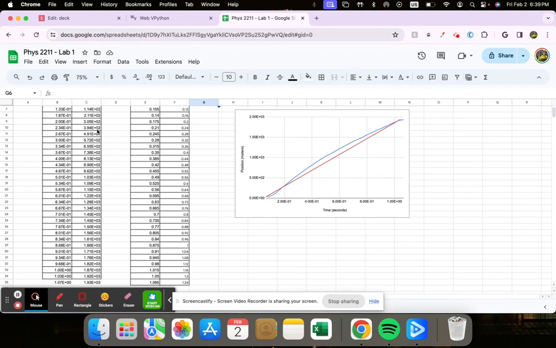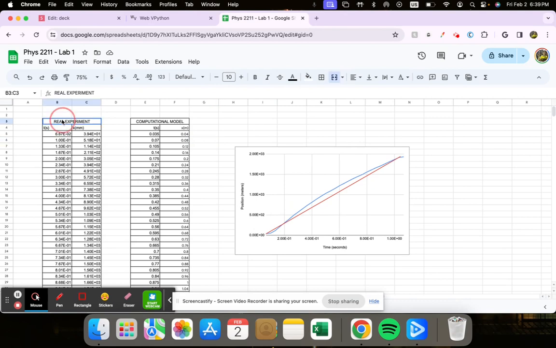Now here in this spreadsheet, we can compare the real experiment, which is this one, to the computational model, which is this one. In the graphs, the red line is the computational model, and the blue line is the real experiment. The red line is perfectly straight because it's a computational model, it's meant to be perfect. On the other hand, the real experiment is a little bit wobbly because there are factors that maybe I didn't take into account, such as friction or any other forces that could be acting on the ball.